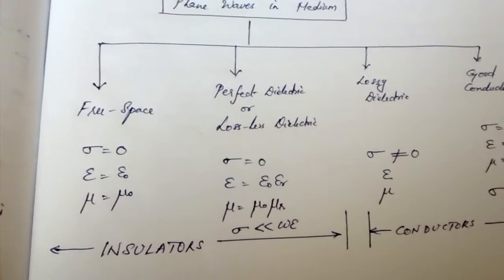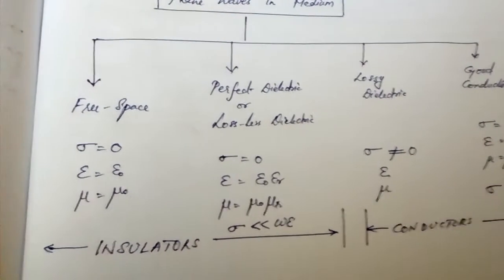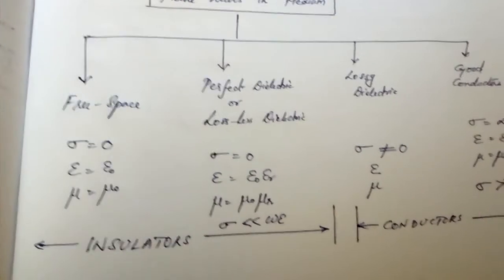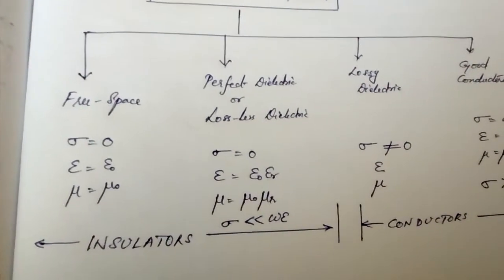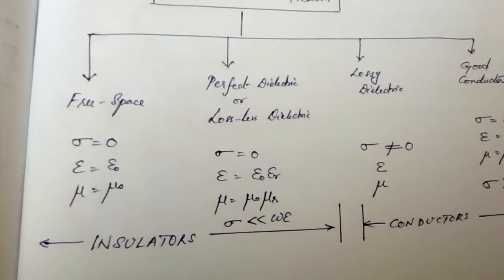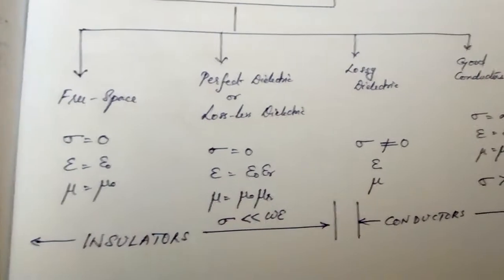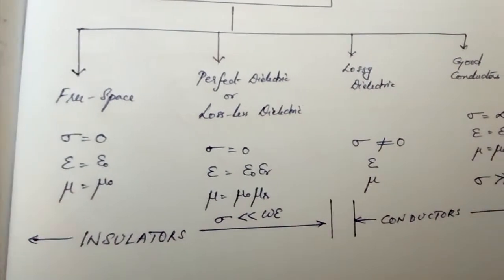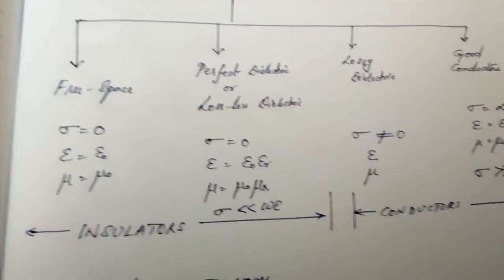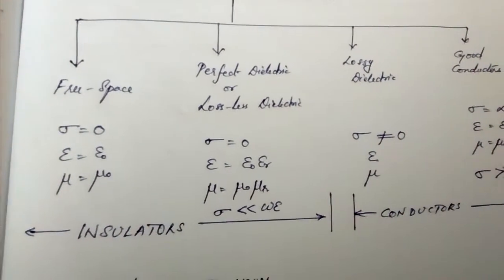In perfect dielectric or lossless dielectric, the medium does not conduct at all. So conductivity sigma is equal to 0. Epsilon is equal to epsilon 0 epsilon r. Mu is equal to mu 0 mu r. And free space is also a dielectric. So sigma is equal to 0 in free space. It does not conduct at all. Epsilon is equal to epsilon 0. Mu is equal to mu 0.